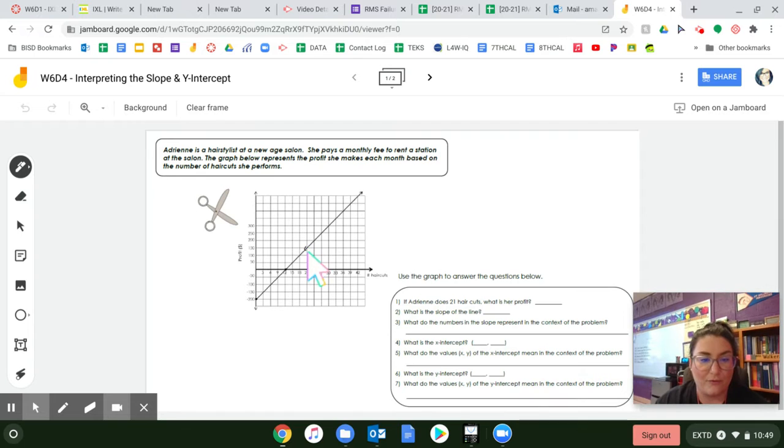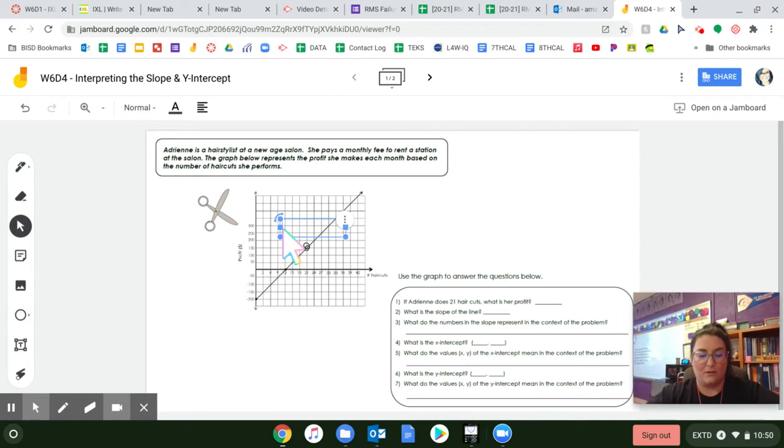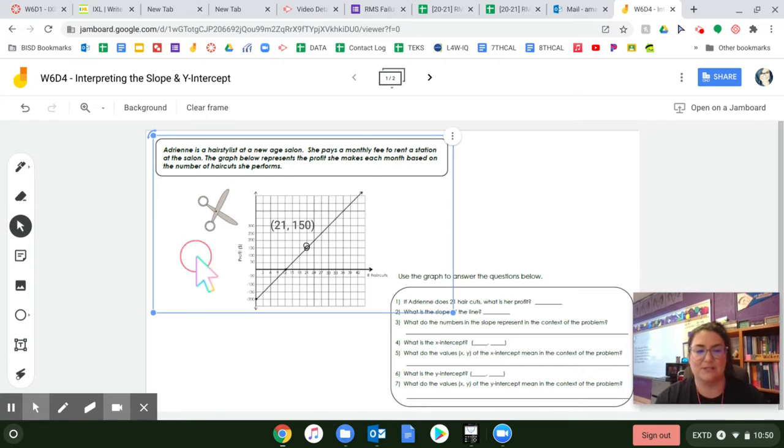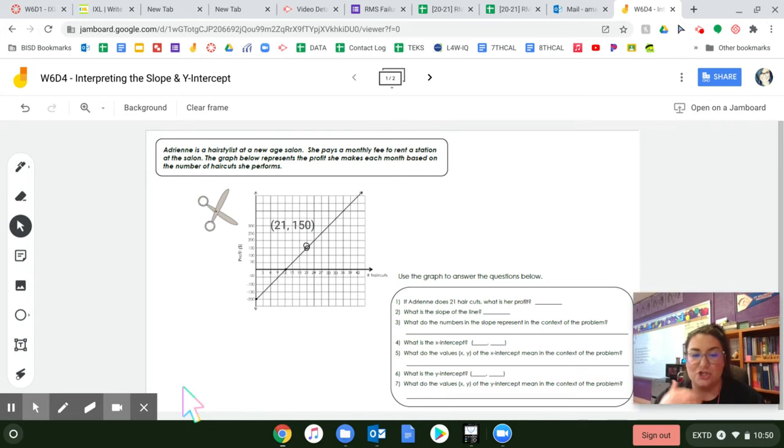So I found that by looking at that point that lines up with 21 and it lines up with $150, okay? That point of 21, 150, it's more than just two numbers together, okay? It actually tells us what is happening in that situation. When Adrienne does 21 haircuts, she will earn $150 as profit.